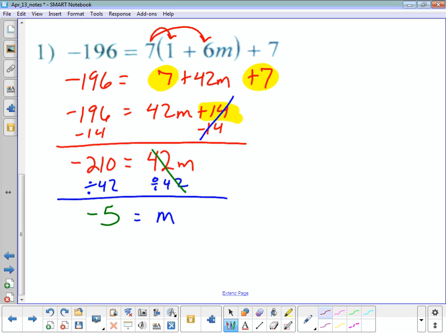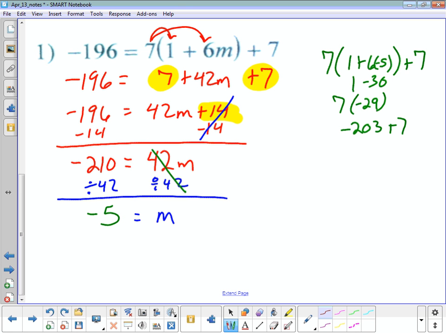So now, again, I can check. I've got 7 times 1 plus 6 times 5 plus 7. That's right, 6 times negative 5. Okay, so that would be 1 minus 30, which would be a negative 29. So I got to take 7 times the negative 29. And I get a negative 203. And now I can add 7 to that. And I get a negative 196, which is what it was supposed to work out to be. So m equals a negative 5. And I checked it to verify that my answer is true.